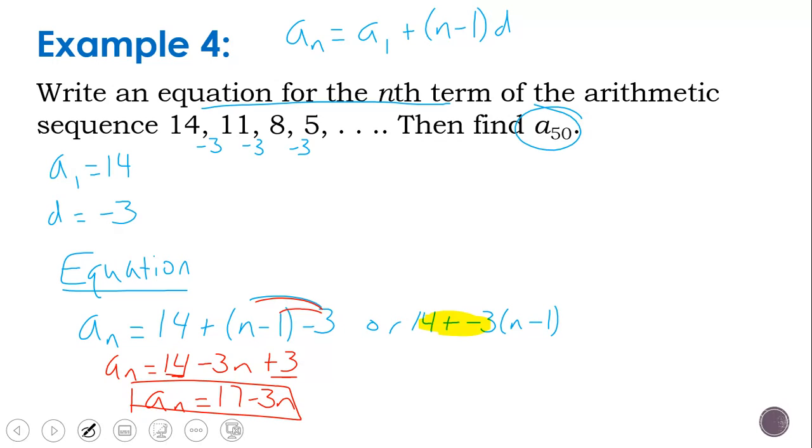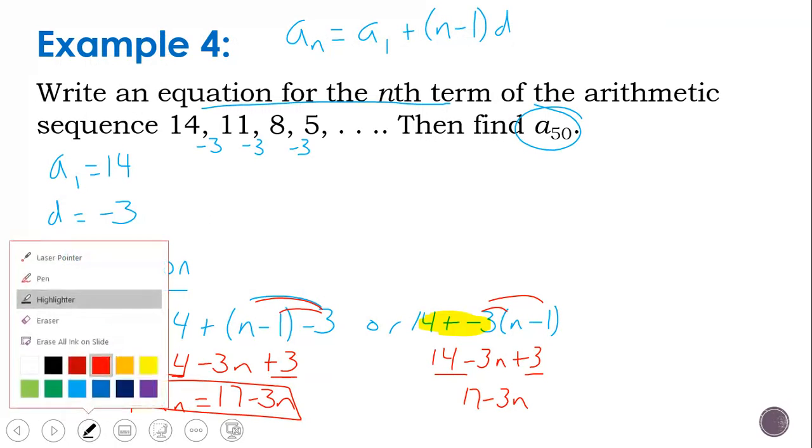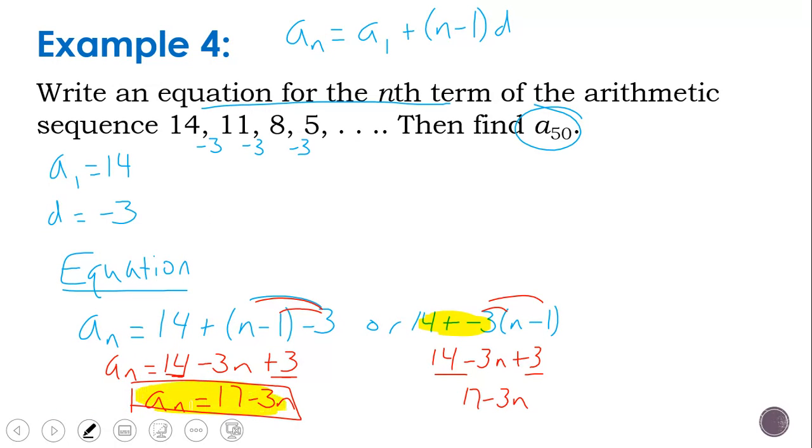The ones that we see above are not simplified. And again, you get the same thing here, 14 minus 3n plus 3. And then you can combine your like terms and get 17 minus 3n. Okay? But this right here is our general form or our equation for the nth term.